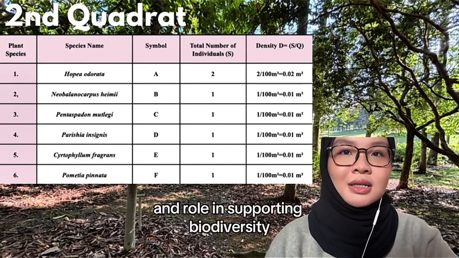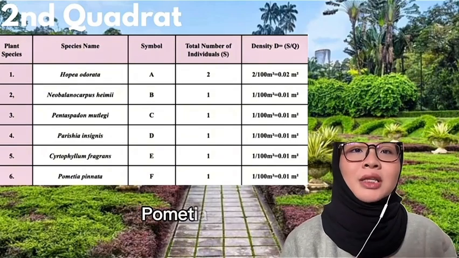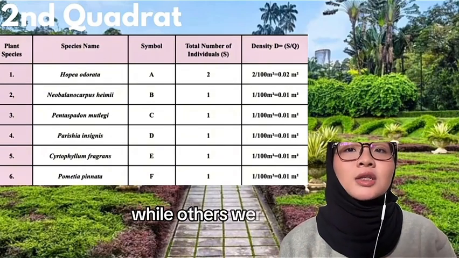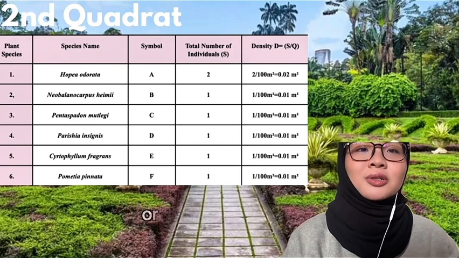role in supporting biodiversity. By comparing both quadrats, we noticed that species like Pometia pinnata were present in both, while others were unique to each site, showing variation in species distribution due to microclimate or soil type differences.